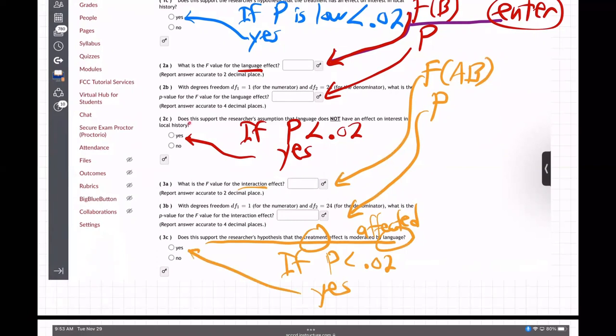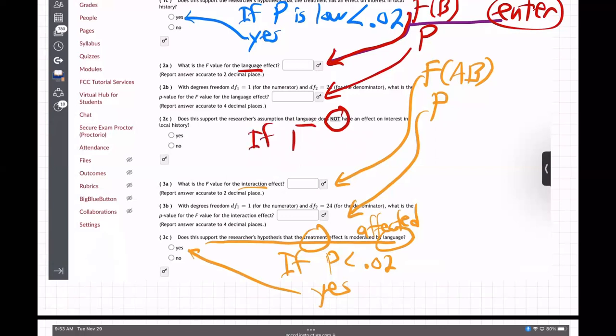Back here, does this support the researchers? Language does not. Oh, it says does not. Oh, so they're being tricky. They're asking me a not. I didn't read the fine print. I just remembered that. So careful, they're being tricky here. So they're saying, does it not? Because the researcher thought language did not.